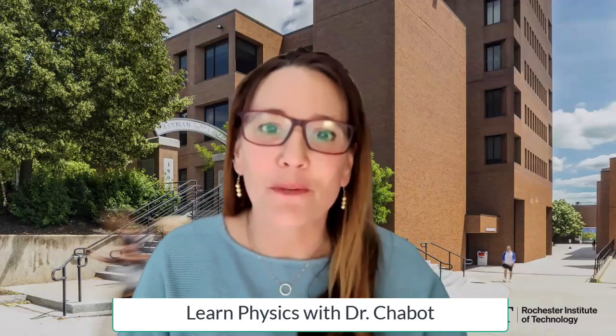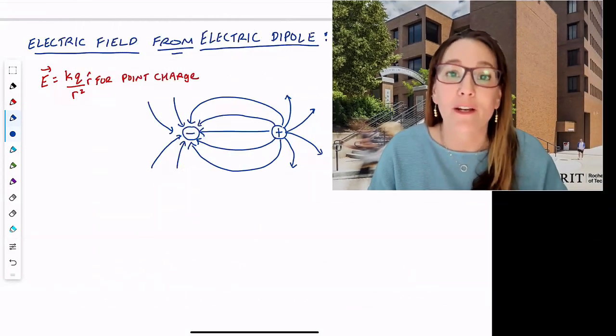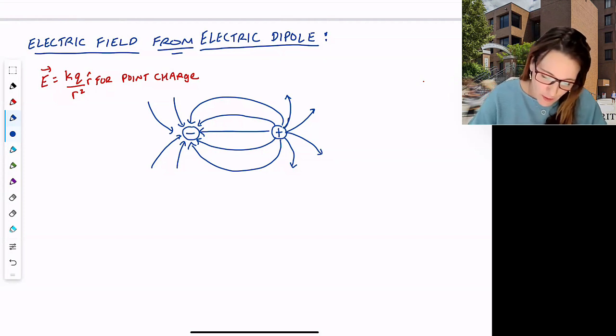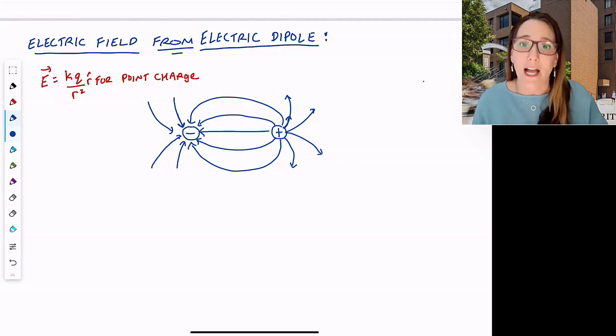Hi everybody, it's Dr. Chabot, and in this video we are going to talk about the electric field that is created by a dipole. I have a rough sketch of what the electric field around a dipole looks like. And again, remember, electric field lines come away from positive and point in towards negative. Kind of describes this entire space.